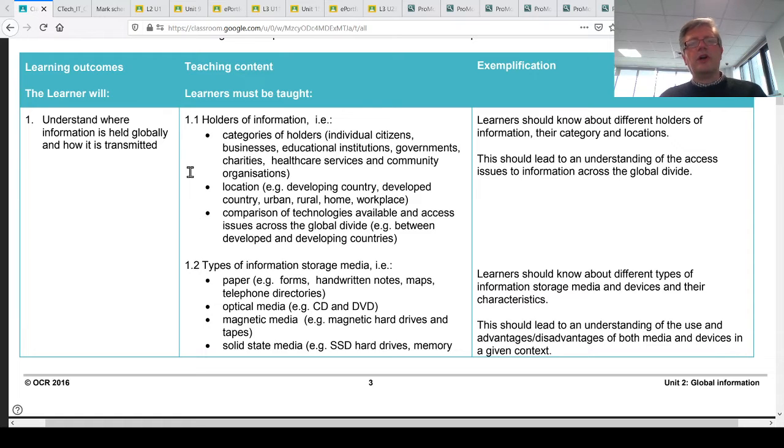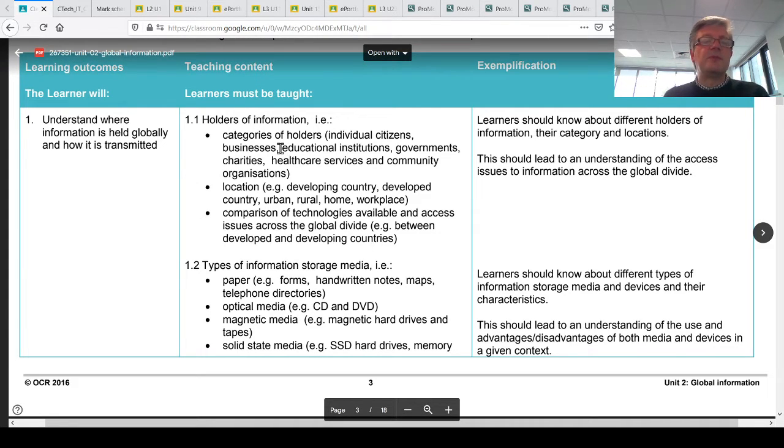So we know that individual citizens like you and me, we are holders of information. We hold information about our finances. We hold information about our appointments. In our smartphones, we have address books. We might have documents that we've created on OneDrive or on Google Drive that we can refer back to later. We may have downloaded PDF files, for example. We might be holding information about other people, about where they live, their email addresses, and so on.